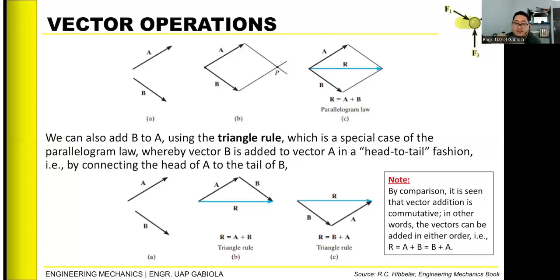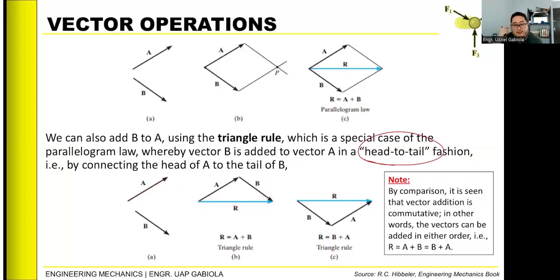Which is a special case ng parallelogram law whereby yung vector B is added to A in what we call head-to-tail fashion, no? So, kapag nagko-construct ka ng triangle rule, head-to-tail fashion ka. So, halimbawa, yung first vector natin ay si A, para ma-construct mo yung triangle, mula dun sa head nung first vector, yung second vector mo dun mo i-connect dun sa head. And then, yung mula dun sa head nung last vector, tapos sa tail nung first vector, pag kinonect natin, that will also be the resultant.